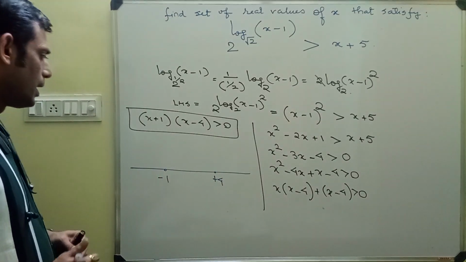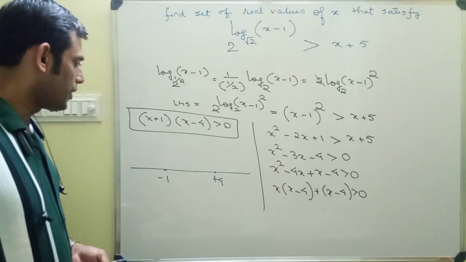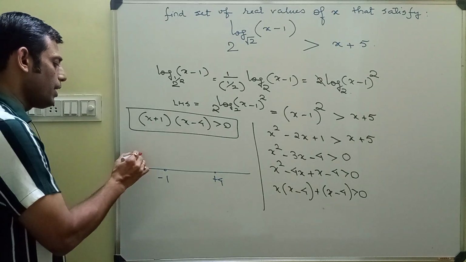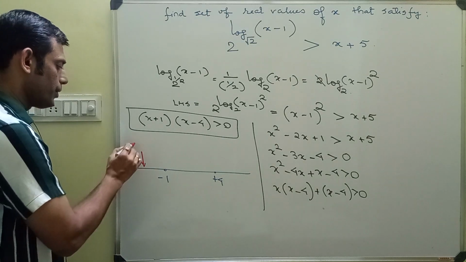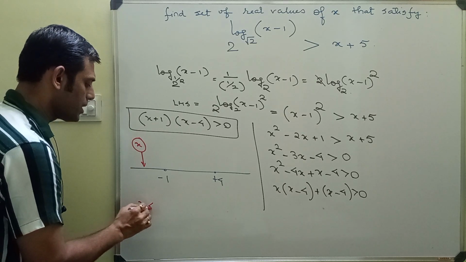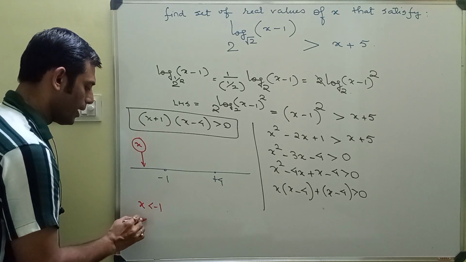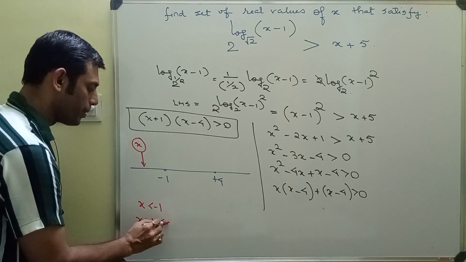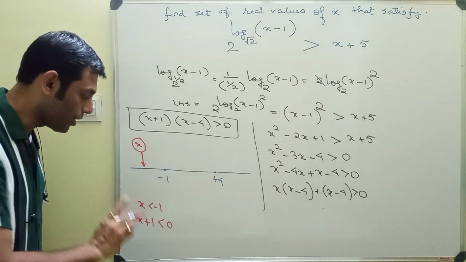And next what? If suppose you stand to the left of minus 1, if this is the position of x, then what is going to happen is this: x is less than minus 1. Then x plus 1 is going to be less than 0. Look very carefully.